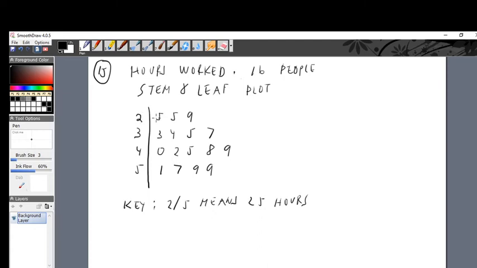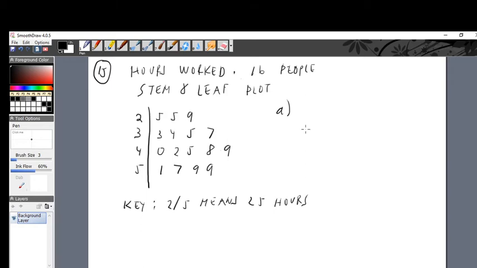This first one says that somebody did 25 hours, another person did 25 hours, another did 29. That's what this key says, 25 hours. The third person on this list did 35 hours, the fourth did 37. This one, someone did 40, someone did 42, someone did 49, someone did 57, someone did 59. That is how this key works. It's not so complicated. Here are the questions they ask.